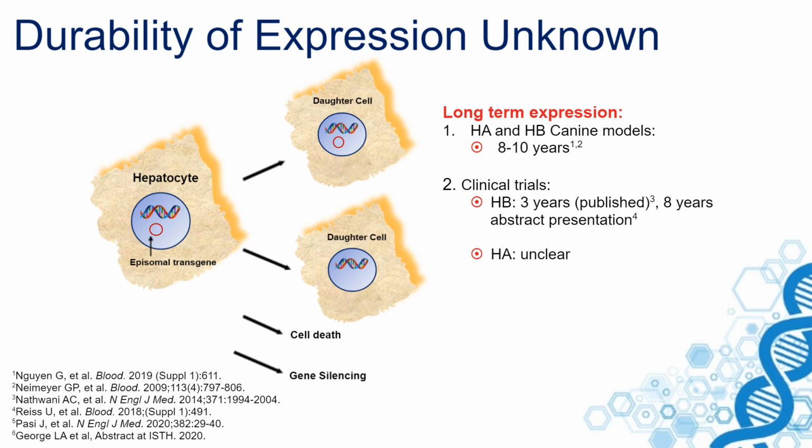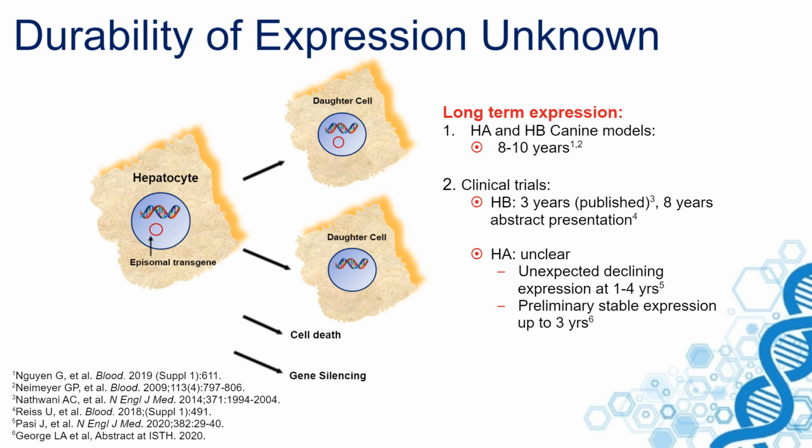And then in hemophilia A, the first successful hemophilia A trial observed an unexpected decline in expression between years 1 and 4. And then more recent presentation of data have demonstrated stable expression for up to 3 years following gene transfer, suggesting that hepatocyte-derived factor VIII following gene therapy can indeed be stable over time. So again, the question of durability remains unclear at this time.